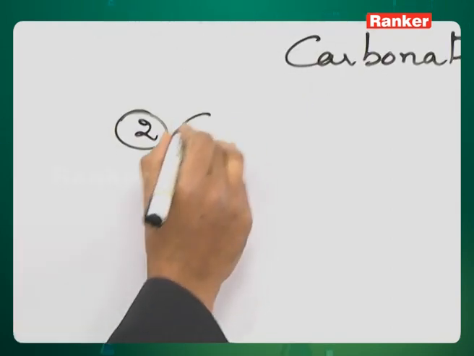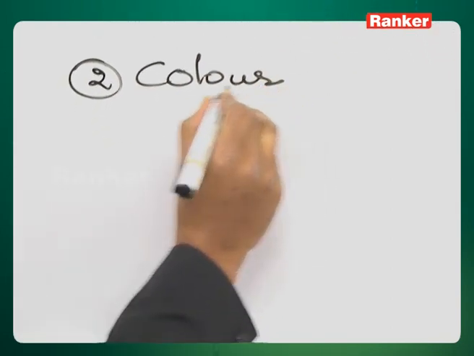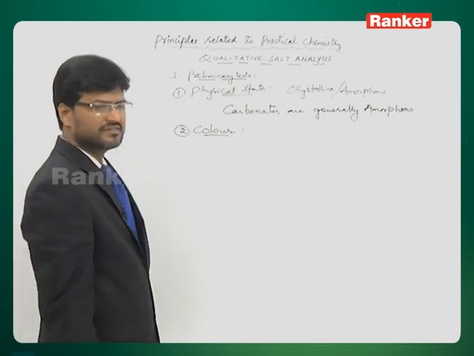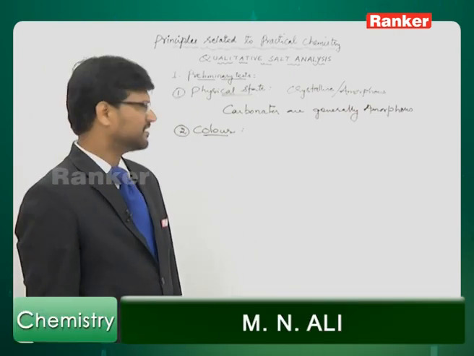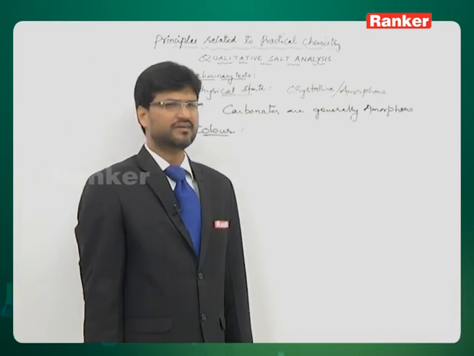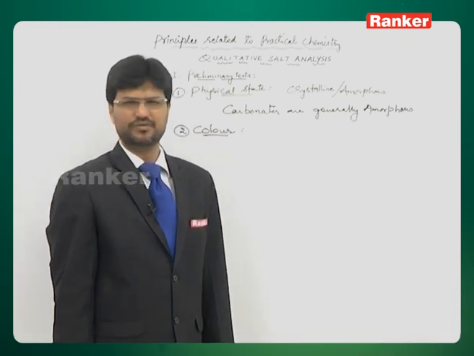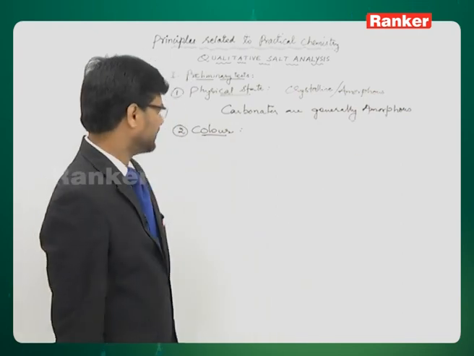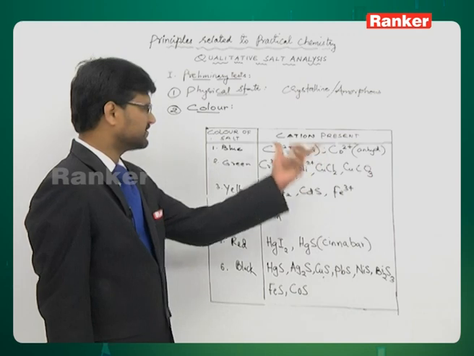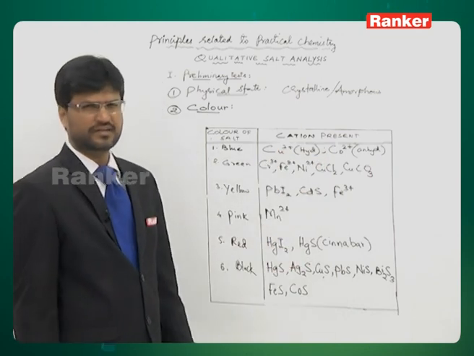Number 2 in the list is color. Certain salts, especially transition metal salts, exhibit characteristic color. So, from the color it is possible to identify the salt to a large extent. I am going to give you the list of salts with their colors in a tabular form. Well, this is the list of various salts with their colors.